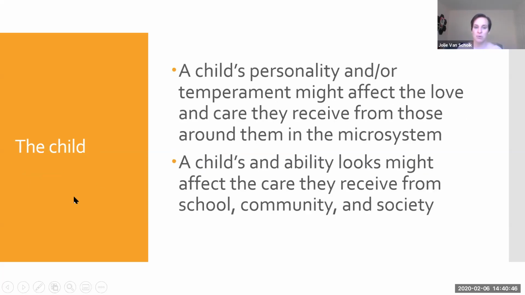A child's personality or temperament are going to affect that bonding and attachment that they receive from their microsystem. So their family, the bonding and attachment they get from their family, their friends, their school, their community, and also the way that they might interact with their media because of their personality, how much are they wanting to read, to sit down, things like that as well. So it's going to impact that care that they receive from the school, community, society, parents, peers as well.